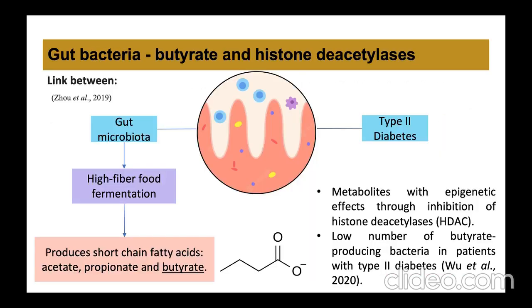There is a link between gut microbiome and type 2 diabetes. Gut microorganisms ferment high-fiber foods, and this generates short-chain fatty acids such as butyrate. Butyrate is a metabolite with epigenetic effects through inhibition of histone deacetylases. Low numbers of butyrate-producing bacteria have been reported in patients with type 2 diabetes.